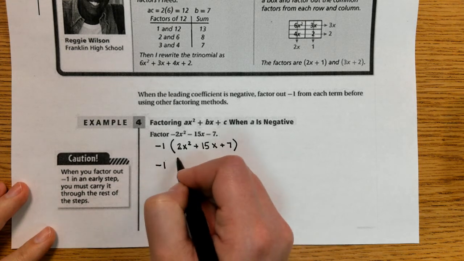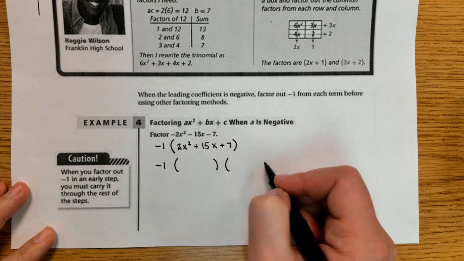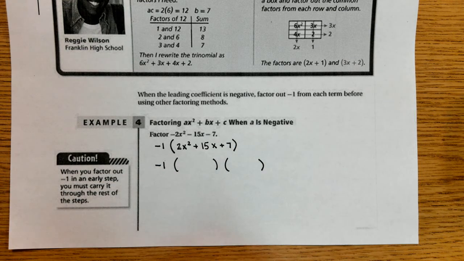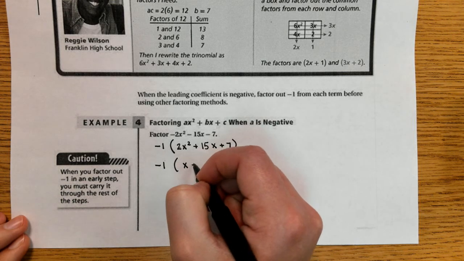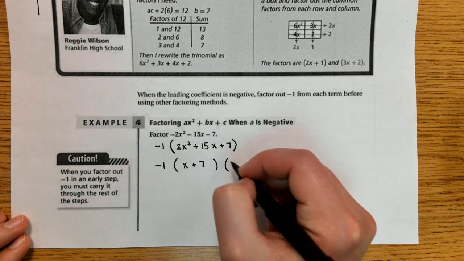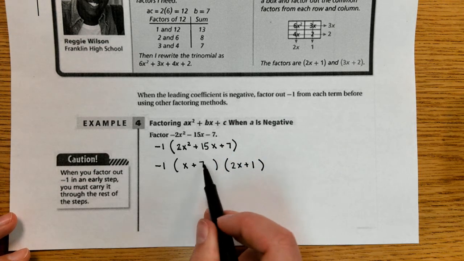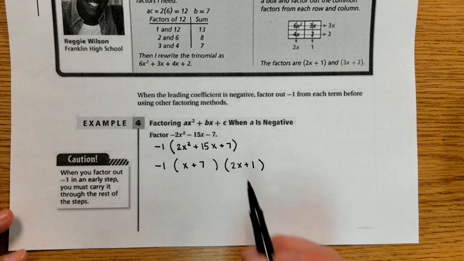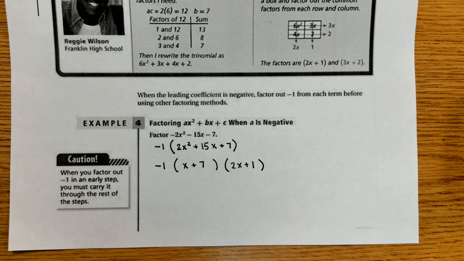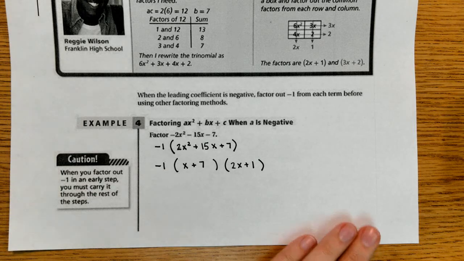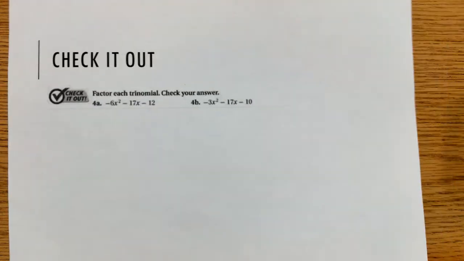So negative 1, and then I'd have my 2 sets of parentheses. The negative 1 doesn't disappear. So when I factor this, I'm going to get x plus 7 times the quantity 2x plus 1. And again, you can reverse these 2 sets of parentheses. You could have the 2x plus 1 come first, and then the x plus 7 come second. But that negative 1 is still going to stay there with your answer. So there are 2 check it out problems for you to do.